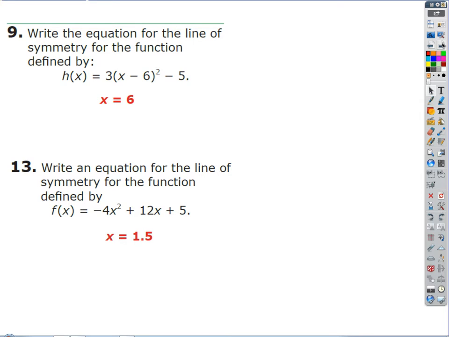Line of symmetry. Okay, so this is an easy one, right? This is all we got to do here. We know the coordinates of the vertex of this parabola. 6 and -5. So if the x-coordinate of the vertex is at 6, what's the line of symmetry going to be? X equals 6, right? It's going to be a vertical line through the vertex. That's the folding symmetry of the parabola.